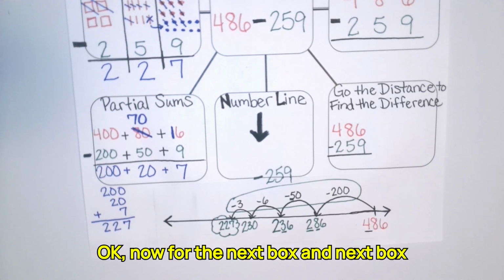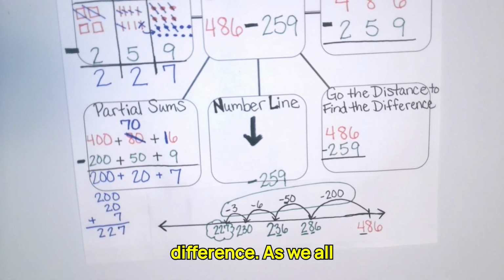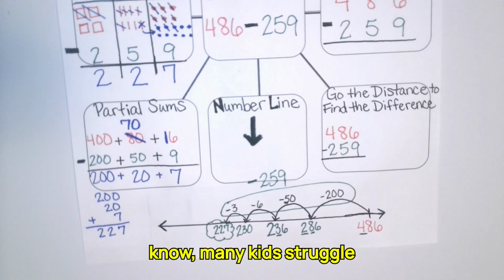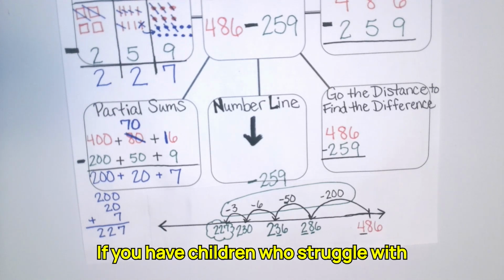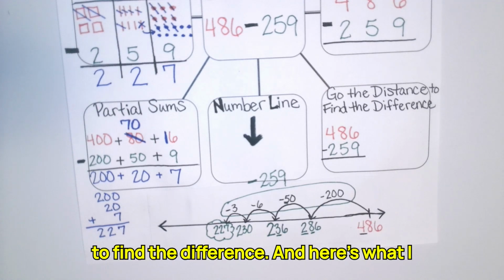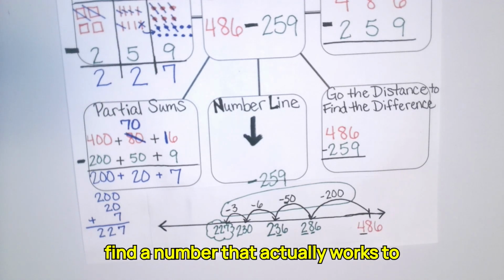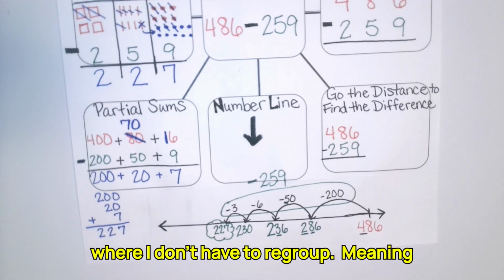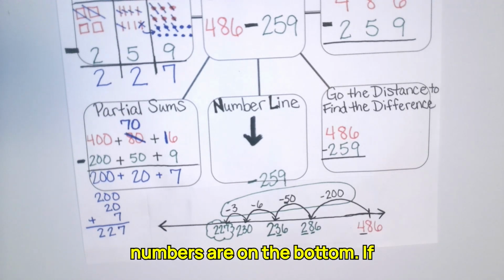Okay, now for the next box. The next box says go the distance to find the difference. As we all know, many kids struggle with regrouping. If you have children who struggle with this, you can use different numbers to find the difference. And here's what I mean by that. I can find a number that actually works to where I don't have to regroup, meaning bigger numbers on top and the lower numbers are on the bottom.